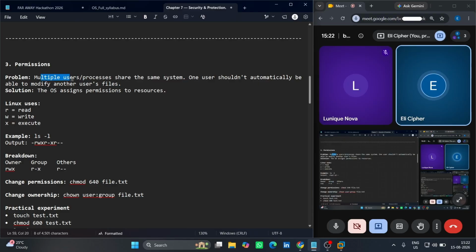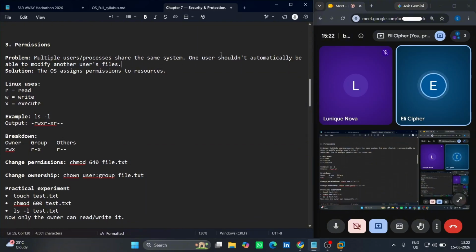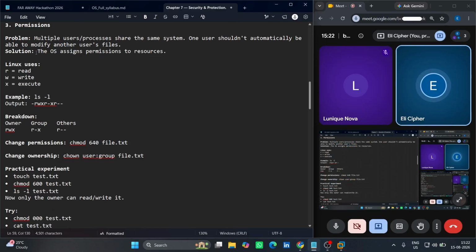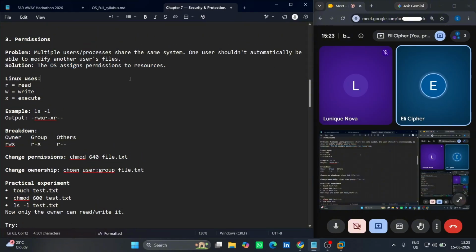So multiple users and processes share the same system. Two users but sharing the same Kali machine. One user shouldn't automatically be able to modify another user's files, right? Because if this can happen, then you can take authentication or authorization from one user and change the system files of another user. So what's the solution here? The OS assigns permissions to resources. Every resource has particular permissions, right?